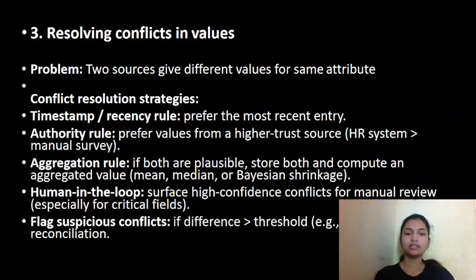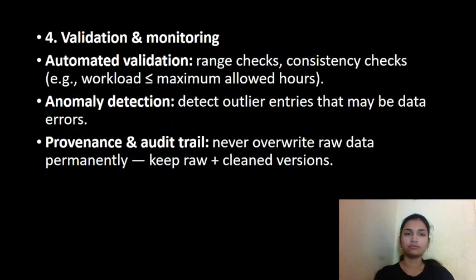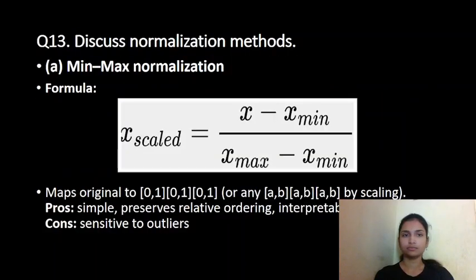If the difference is greater than a threshold, mark for reconciliation. Reconciliation, validation and monitoring: automatic validation, range checks, consistency checks. In automatic validation, we check consistency and range. Anomaly detection: detect outlier entries that may be data errors. Provenance and audit trails: never overwrite raw data permanently. Keep raw plus clean versions.